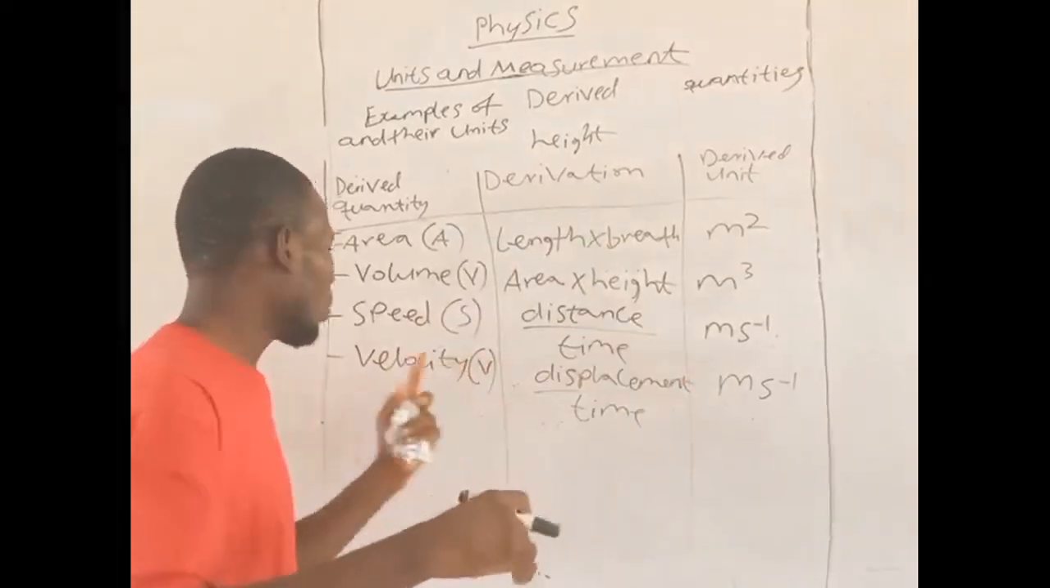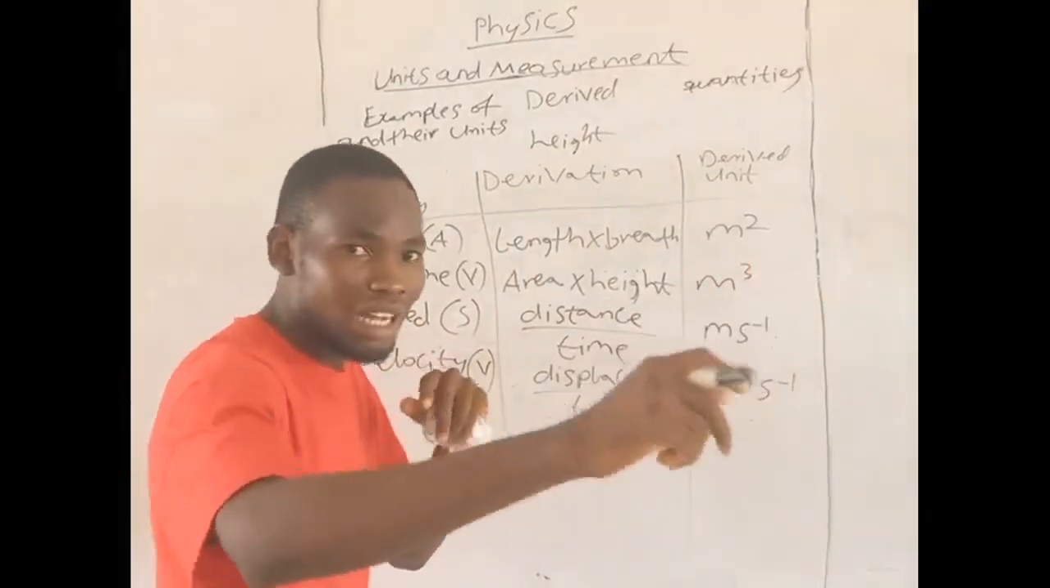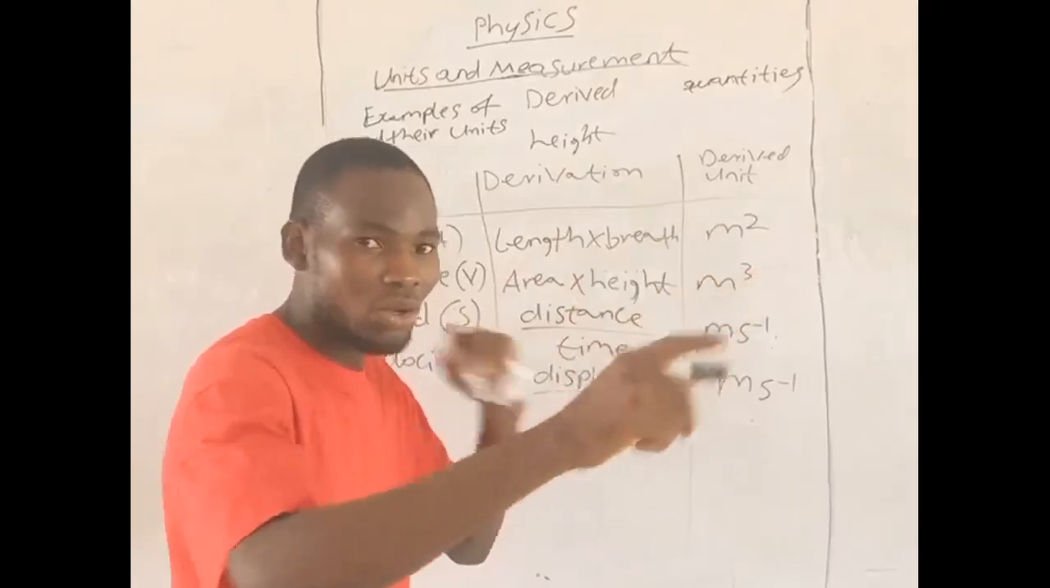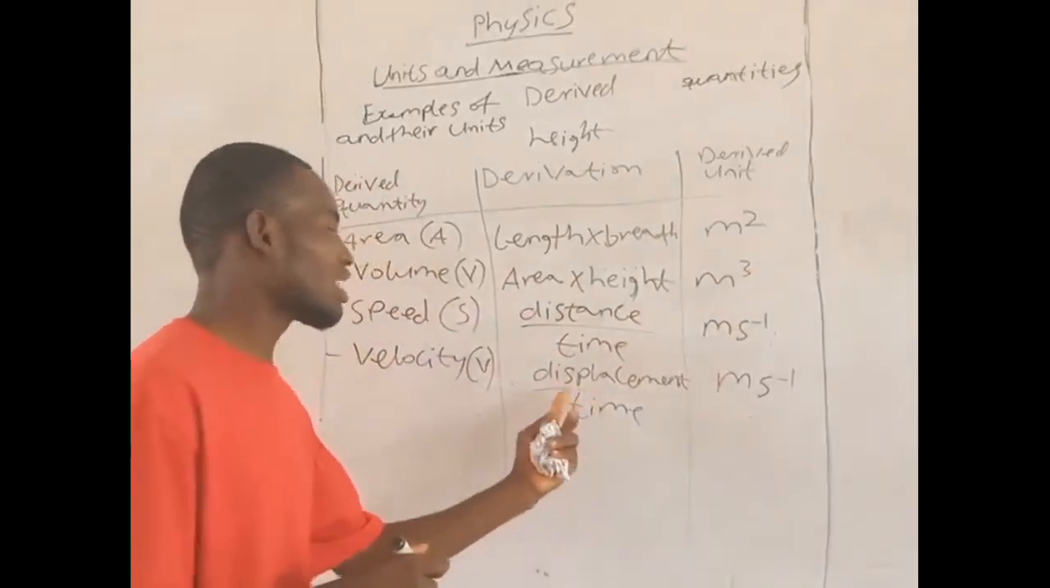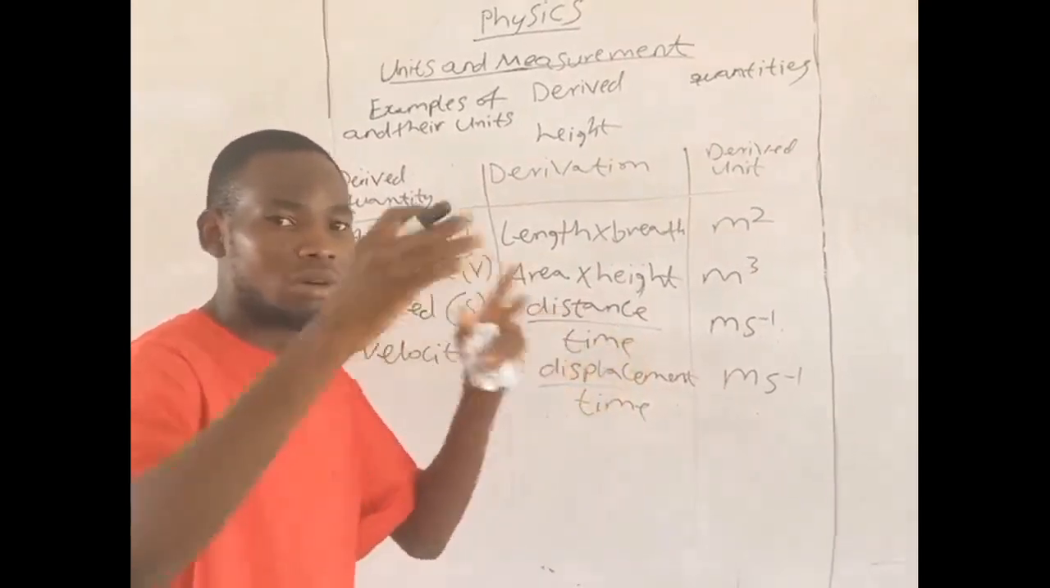But velocity is the distance covered in a specified direction with time. That's why it's called displacement. Displacement is a distance moved or covered in a specified direction.